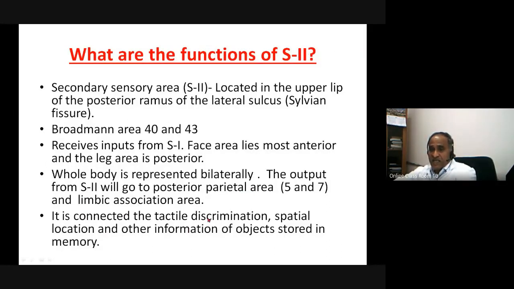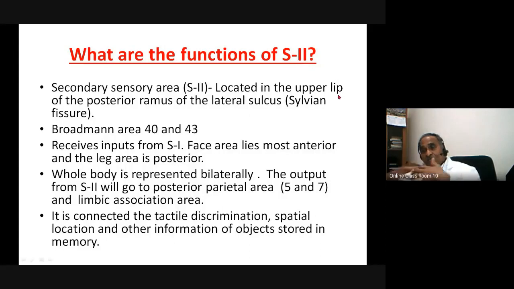Now, what are the functions? It is concerned with tactile discrimination, to discriminate 2 points, the spatial location where exactly it is situated, and other information or attributes of the objects stored in memory. So whether it is rubber, plastic, wooden, or metallic, all those characteristics or attributes are stored here in the memory. That is about S2.